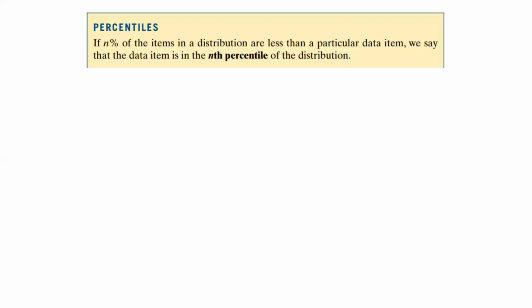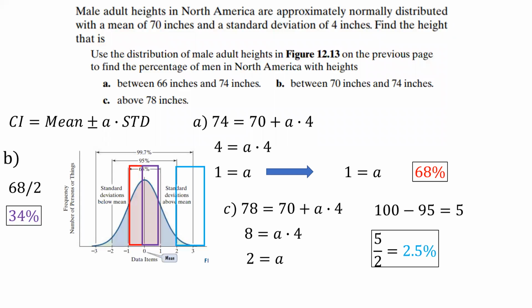And so building on that idea of a z-score, what the z-score returns is this nth percentile. And the nth percentile is the number of items that are less than, or the percentage of items that are less than a particular value. So a percentile for this question, I found that for 78 inches, people above that is 2.5%. If I wanted to talk about the percentile of 78 inches, that's always less than. And so in this case, it would be 97.5%. The percentile of 78 inches is 97.5%.